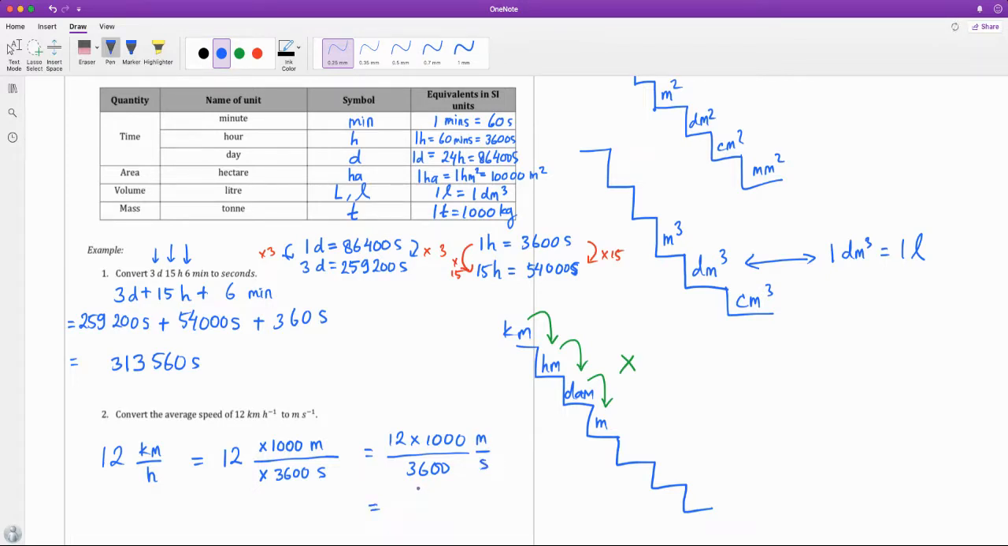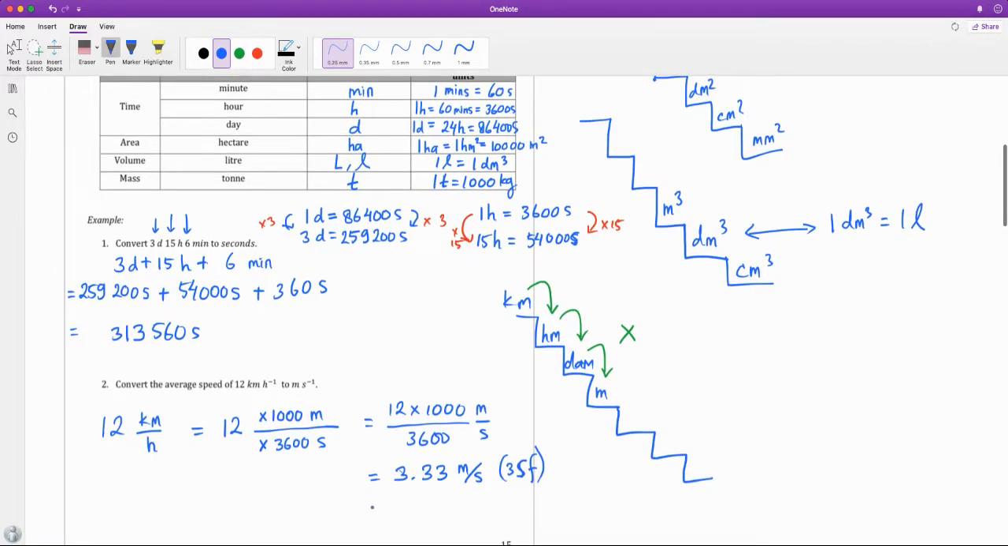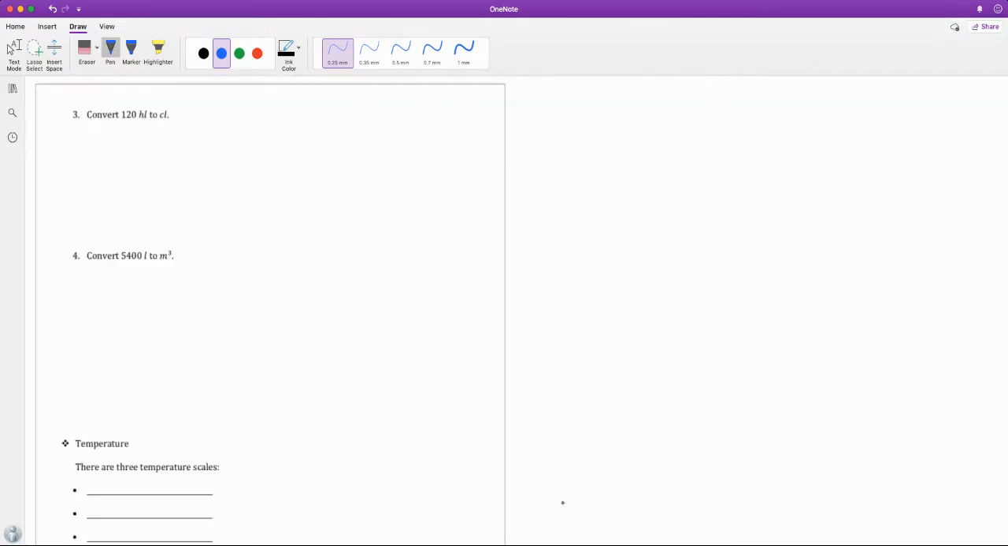Then the answer, using calculator, 3.33 meter per second. This is 3 significant figures. Meter per second, or 3.33 meter second to the negative 1. Here is our next example. Convert 120 hectoliter to centiliter.